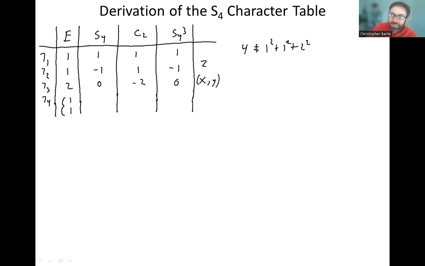And what's going to end up happening is that some of the values we end up figuring out are going to have imaginary or complex characters. So the only way for the math to work out here is to invoke imaginary complex numbers. And so what we're doing is breaking up this gamma 3 into two components, which are actually going to be gamma 3 and gamma 4. And then we will have that 4 equals 1 squared plus 1 squared plus 1 squared plus 1 squared, right? Because we're actually eliminating this and instead decomposing into these two components.